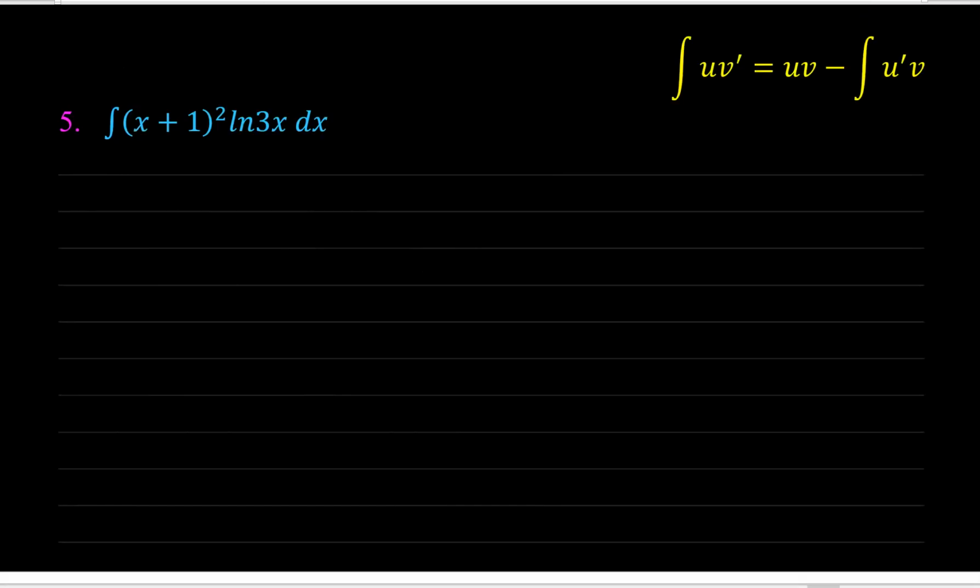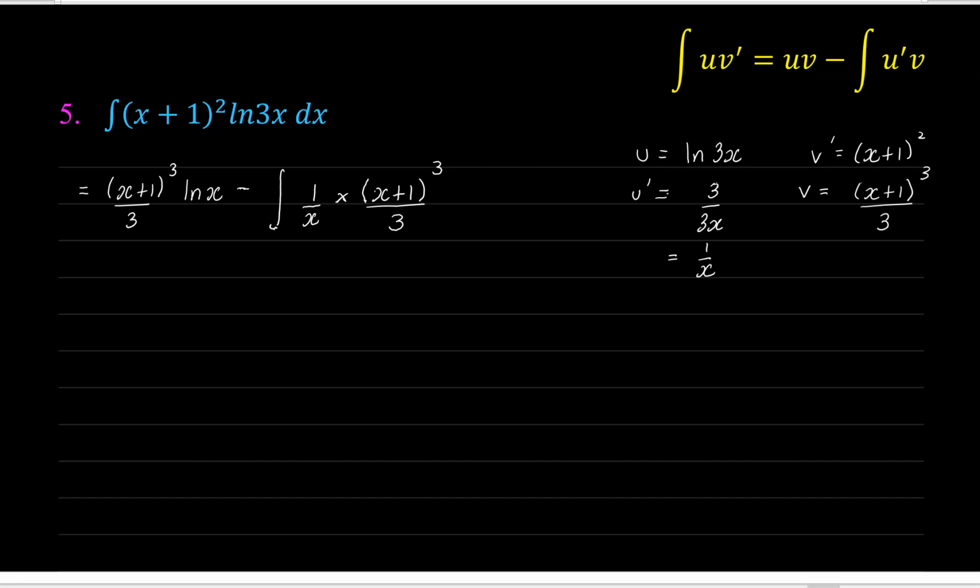Slightly different, so no trig this time, but we've got an ln. And hopefully you recall that we cannot integrate ln x, so therefore you're going to need to say, well, u is going to have to be ln of 3x, and that means v dashed will be x plus 1 all squared. So stop the video, see what you're going to do for the next steps, see how far you get.